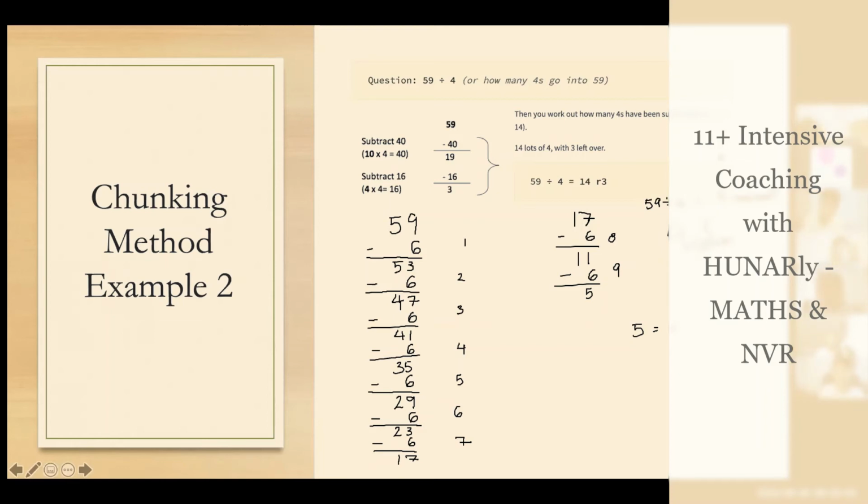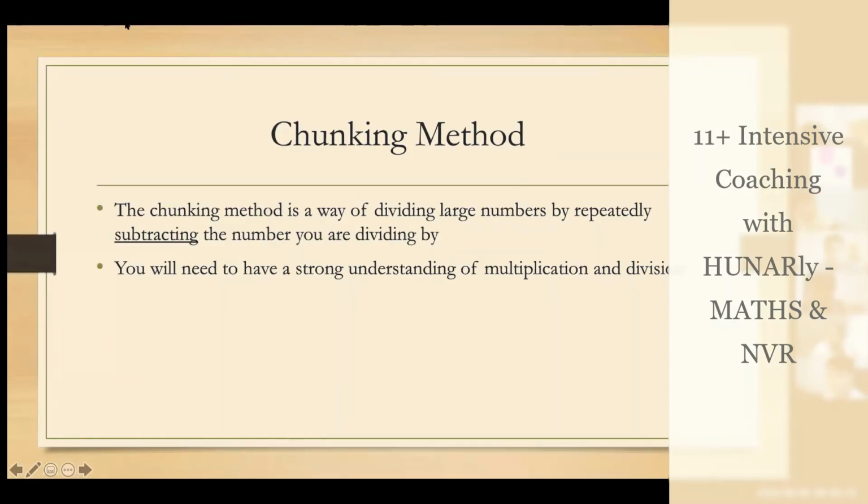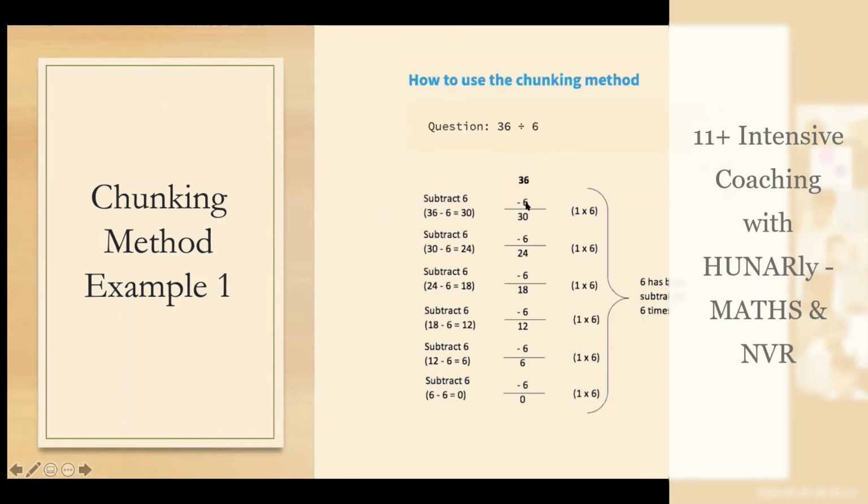Yeah. Exactly like that. Because remember, let's go back to what the chunking method is. What did I tell you the chunking method was? So let's clear these drawings. I said to you, the chunking method is a way of dividing large numbers by repeatedly subtracting the number you are dividing by. So in here, we have repeatedly subtracted 6 because we're dividing by 6. So all you need to do to get the answer is count how many times you subtract 6, because that's the number we're dividing by. Okay. And that's the answer.